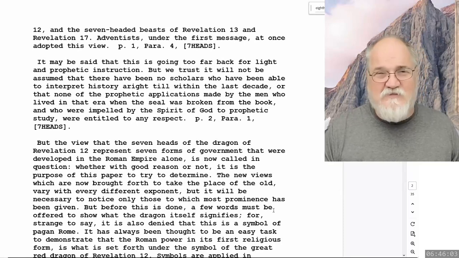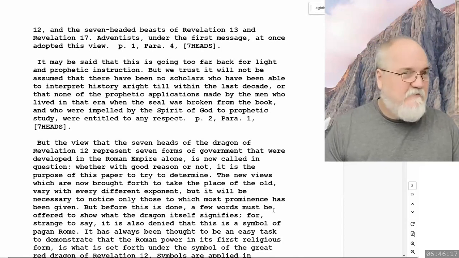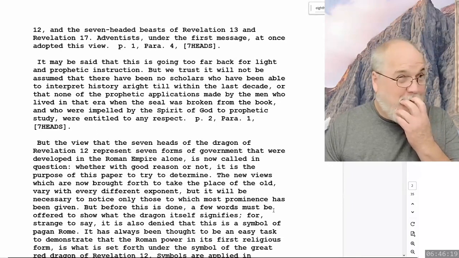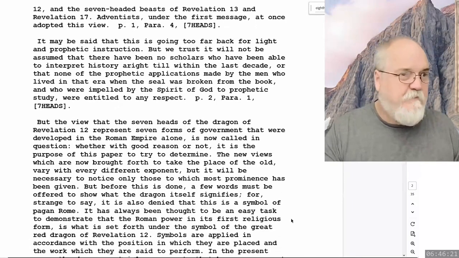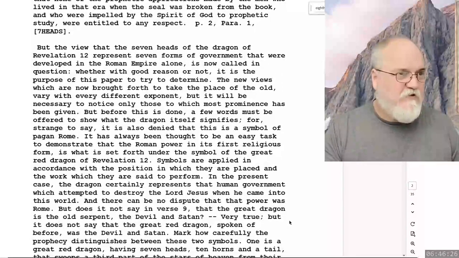Would people agree with us there that we need to understand what the pioneers taught? Even if we find there's some things wrong, we would still need to understand it. Hopefully people agree with that. Okay. So he says here, but the view that the seven heads of the dragon of Revelation 12 represent seven forms of government that were developed in the Roman Empire alone is now called into question, whether with good reason or not. It is the purpose of this paper to try to determine.